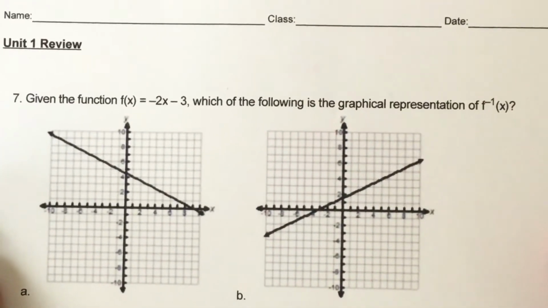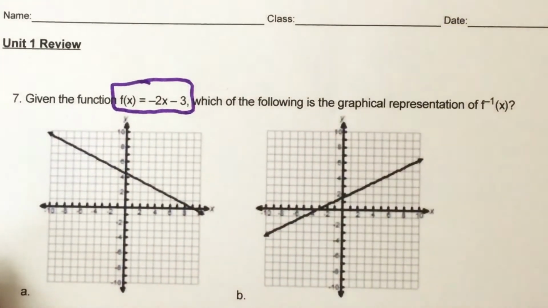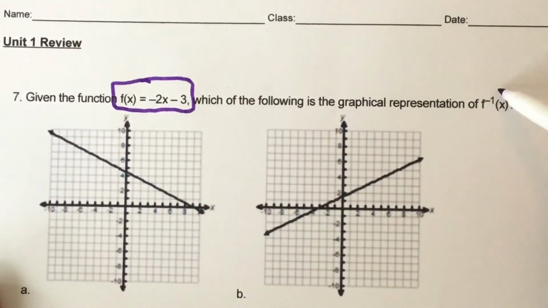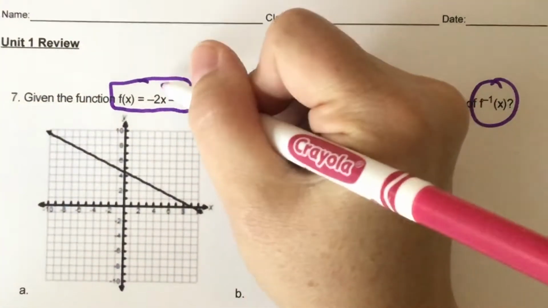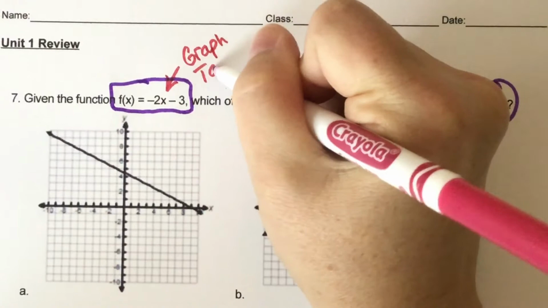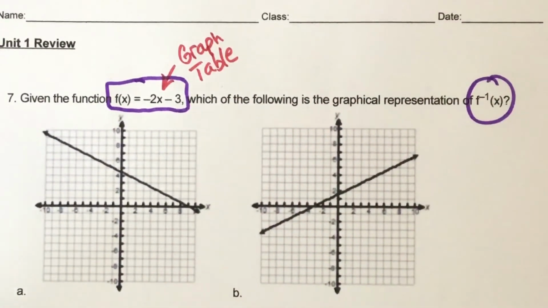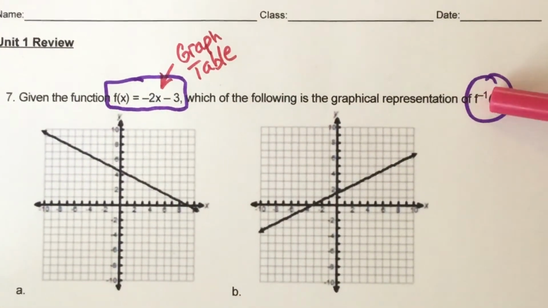Okay. On to number 7. All right, number 7. It says, given the function f of x equals negative 2x minus 3, which of the following is the graphical representation of the inverse of f of x? Okay, so what I'm going to do is I'm going to graph this in my calculator, and then I'm going to look at a table. And then I'm going to take all those numbers and I'm going to flip them around. And then that will be my inverse, and then I'm going to see which one plotted them correctly.